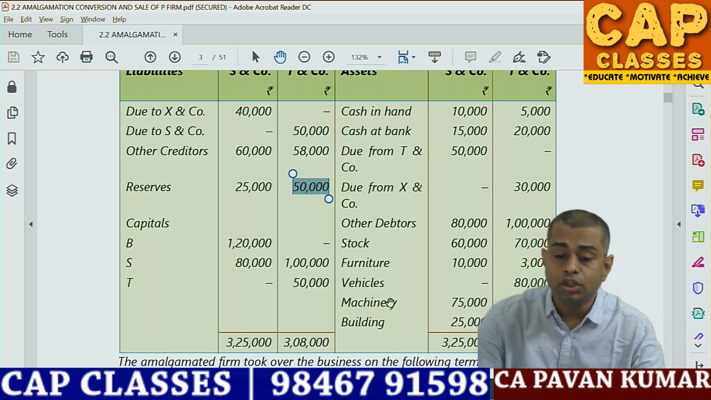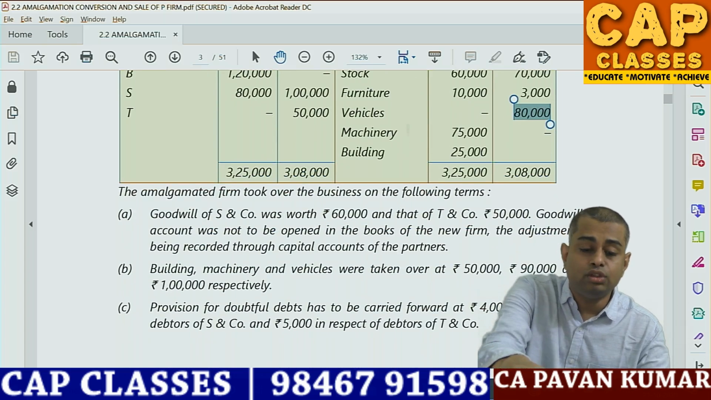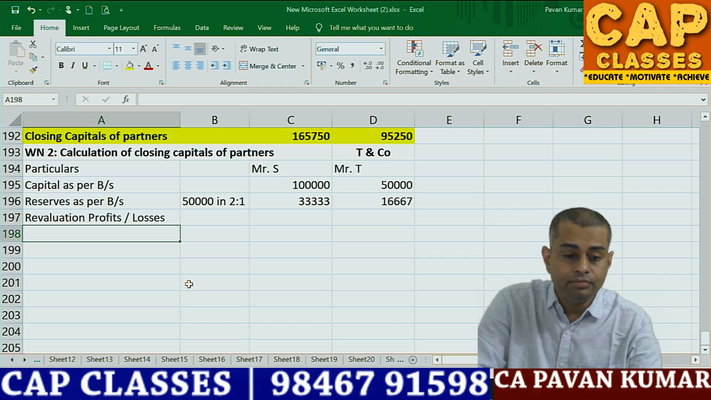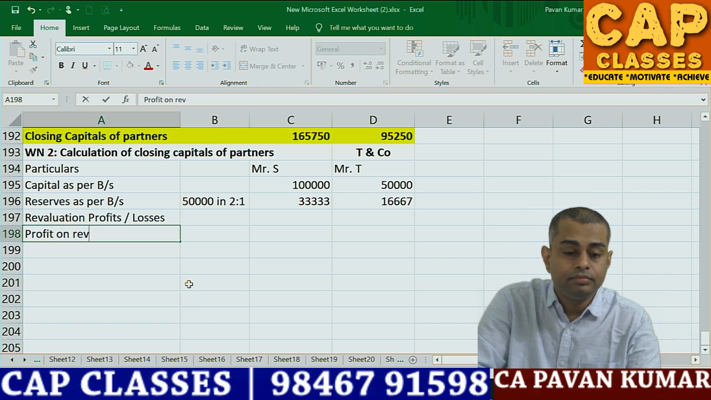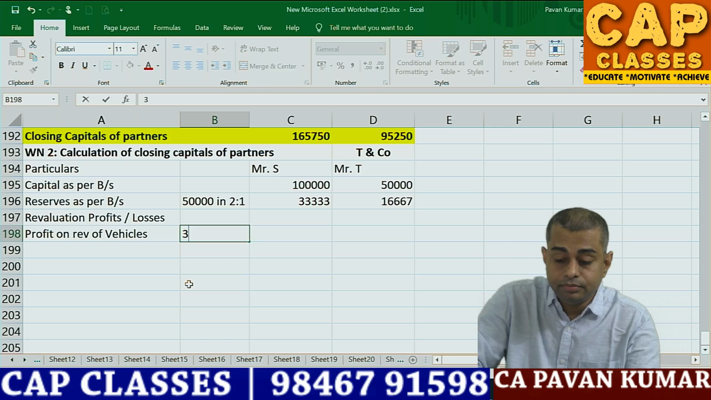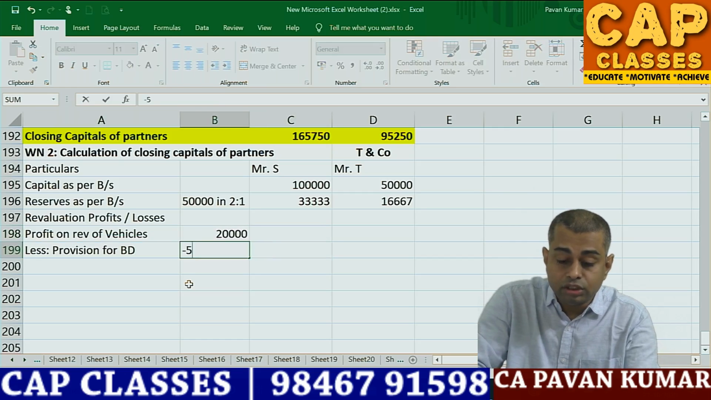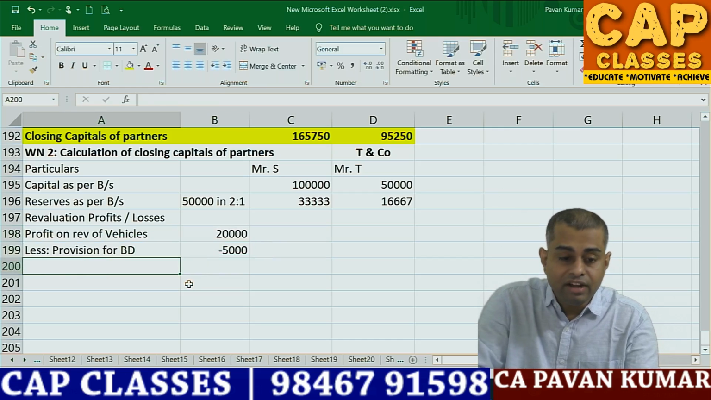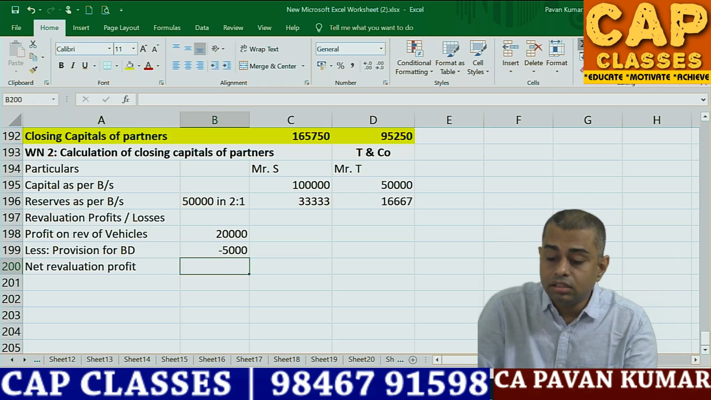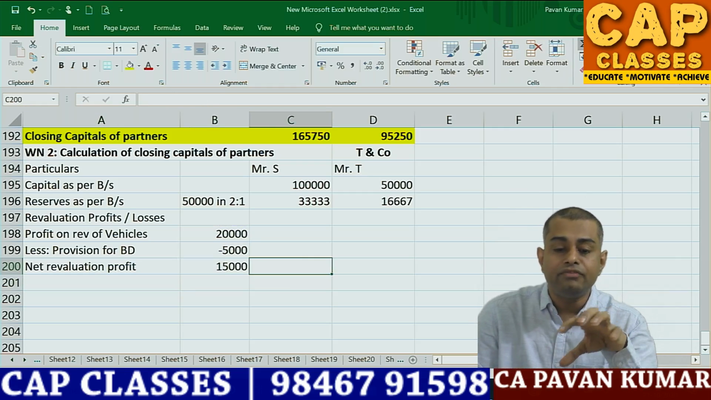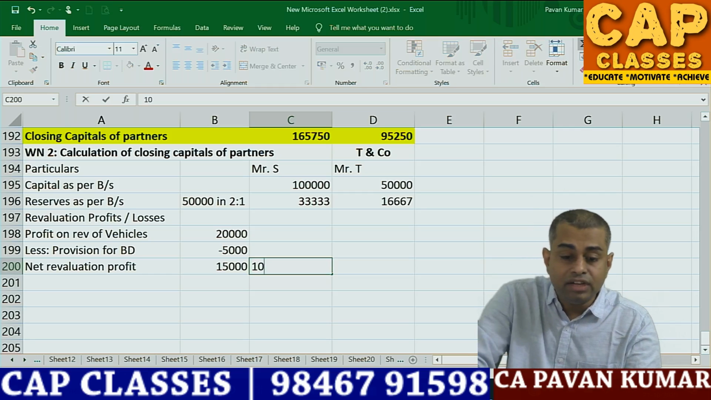Then revaluation profit or loss. So here they have vehicles 80,000, but vehicles are taken for 1 lakh. So revaluation profit 20,000. Profit on revaluation of vehicles 20,000. Then less provision for bad debts 5,000. Net revaluation profit. So 15,000 should be apportioned in 2:1 ratio. So calculate 15,000 in 2:1 ratio. Isn't it 10,000, 5,000?